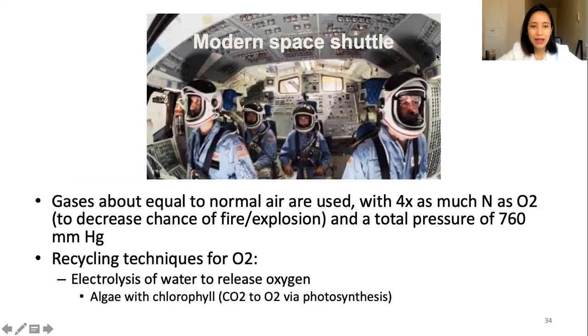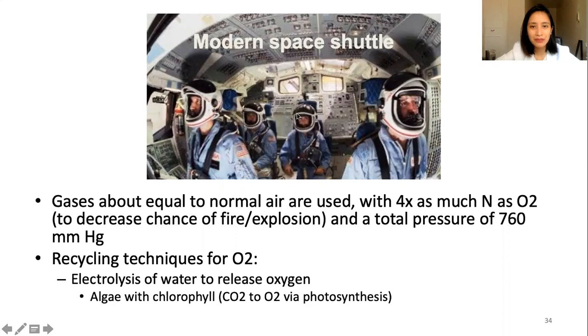Okay, so the gases in a modern space shuttle are about equal to normal air, with 4 times as much nitrogen as oxygen to decrease the chance of fire or explosion, and a total pressure of 760 millimeters of mercury. Remember, we discussed earlier the barometric pressure at sea level, so that's 760 millimeters of mercury.